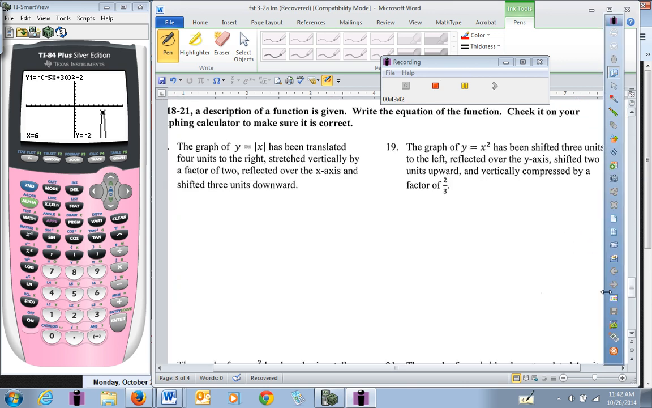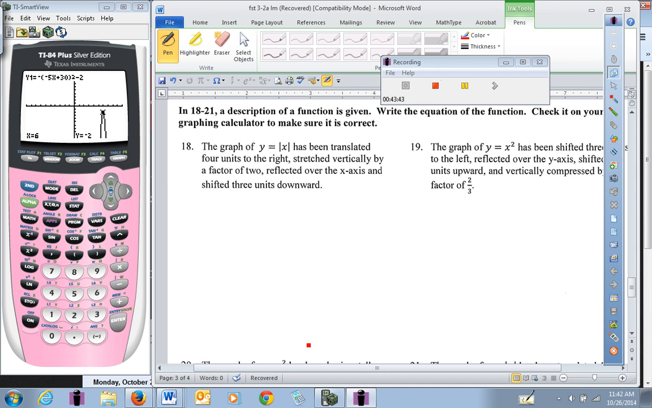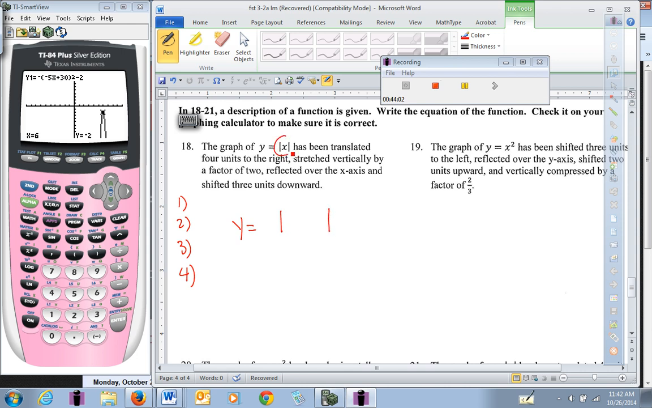Okay, and then they want to know if you can go the other way, and so to do that, looking at taking the sentence that's already written and writing it back into the equation. And you maybe will have to write these things down in that order so that you can understand them, or you might be able to go y equals and just make yourself a big grouping symbol, whatever grouping symbol they give you here, and then do what it says here. Translated 4 units to the right would be x minus 4, wouldn't it? Vertically stretched by a factor of 2 would be outside. Reflected over the x-axis would be a negative outside, wouldn't it? And shifted 3 units downward would be outside the grouping symbol.